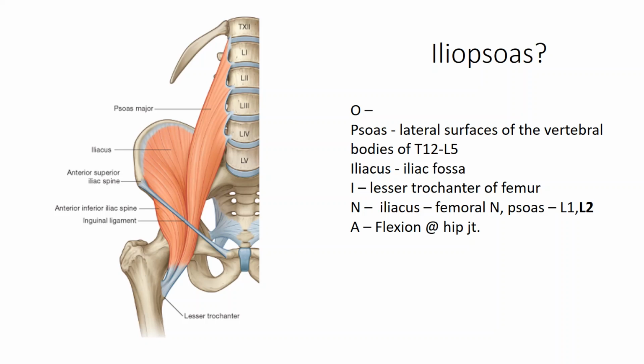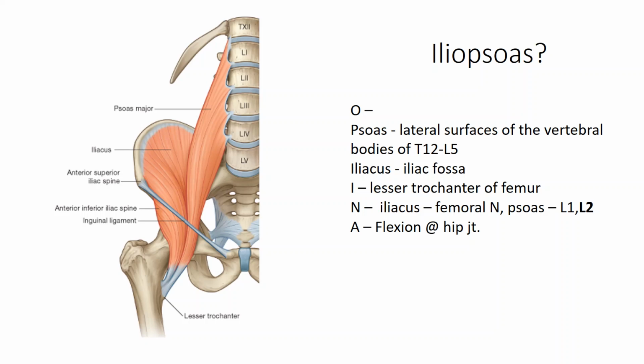Now deeper to that is the muscle iliopsoas. This is a combination of two muscles: one is the iliacus, which lies laterally, and the psoas major. The psoas originates from the lateral surfaces of vertebrae T12 to L5, and the iliacus, as is evident from the name, comes from the iliac fossa. They combine into a common tendon, pass below the inguinal ligament and insert into the lesser trochanter of the femur. The nerve supply of the iliacus is the femoral nerve, but of the psoas is L1, L2 and L3, mainly L2.